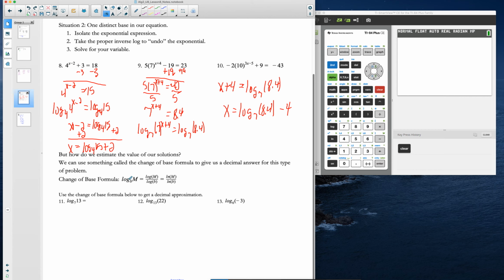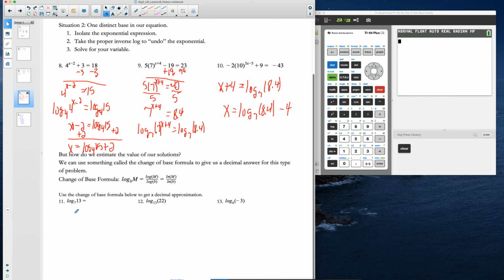What this allows us to do is change from any other base into either log base 10 or log base e, so the common log or the natural log, in order to find an exact answer. And it's not a real complicated formula. It really just says if we have log base b of m, that is equal to log of m divided by log of your base, or natural log of m divided by the natural log of your base. And it doesn't matter if you use the common log or the natural log, you're going to get the same answer.